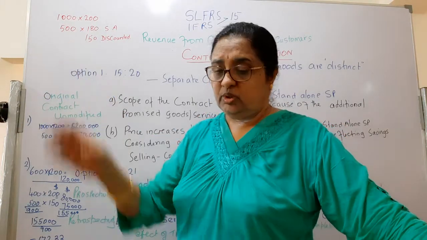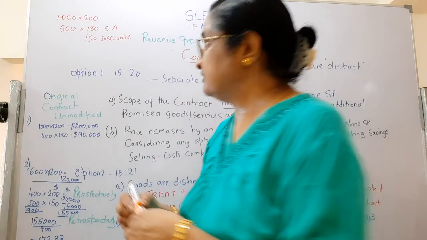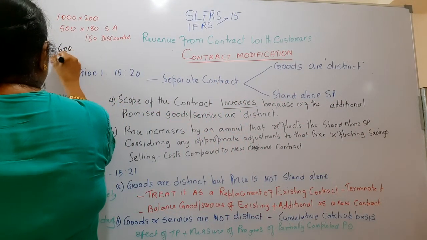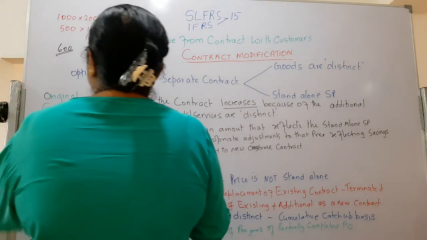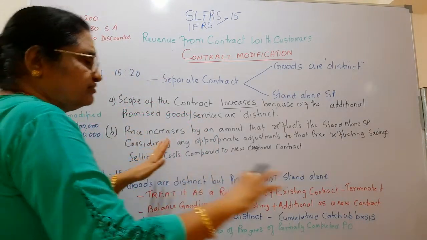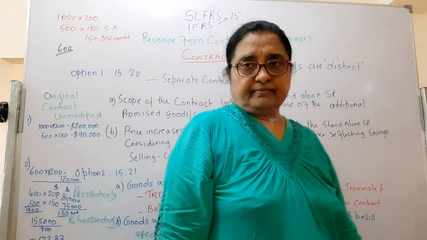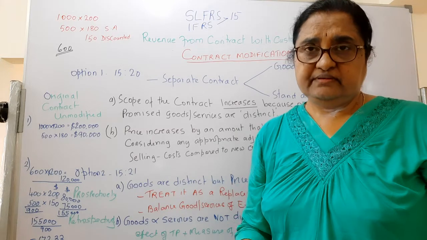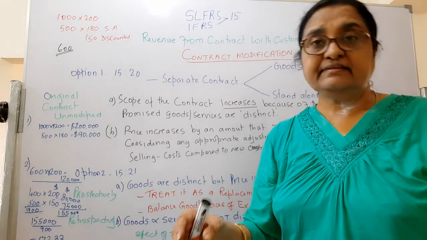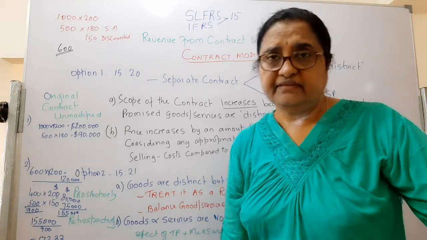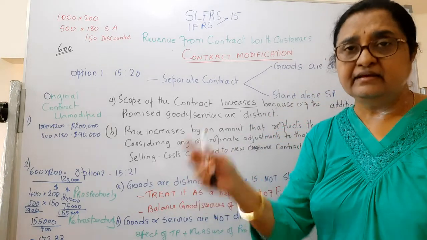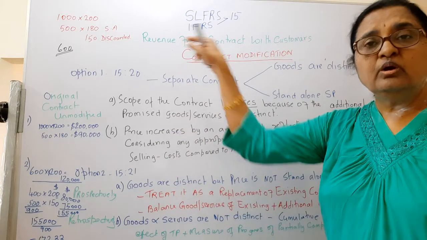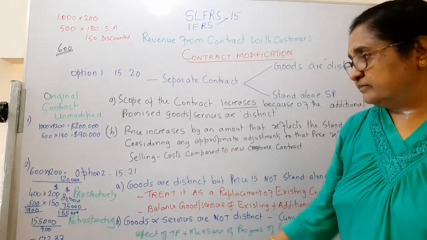In this example, I told you that suppose they have supplied 600 laptops up to now. So 600 laptops at 200, close the matter, terminate it. And the additional goods and services, plus any unsatisfied performance obligations or goods and services to be supplied under the original contract, treat it as a new contract. That means replace the original contract. That is A.